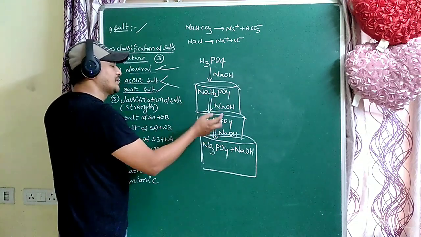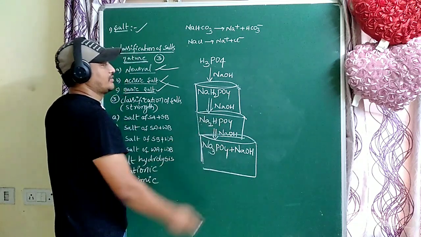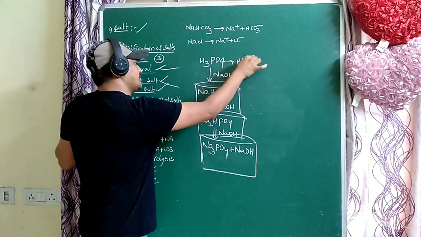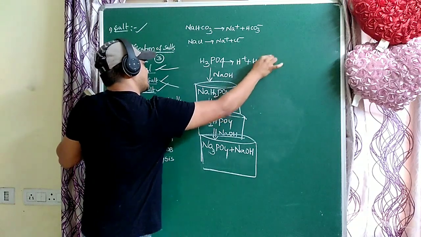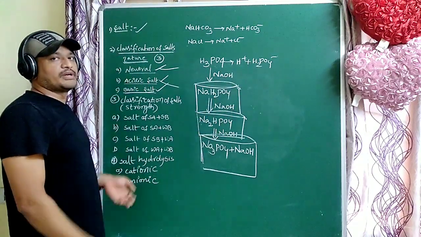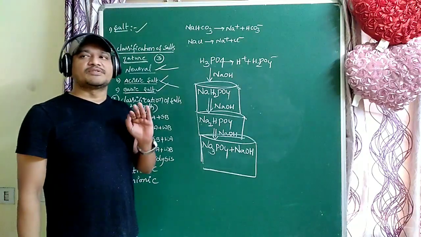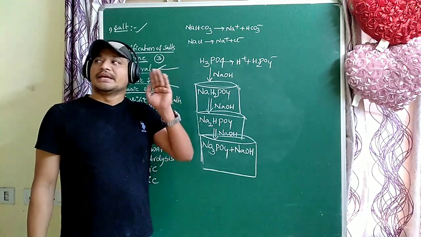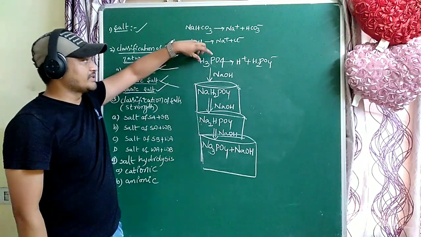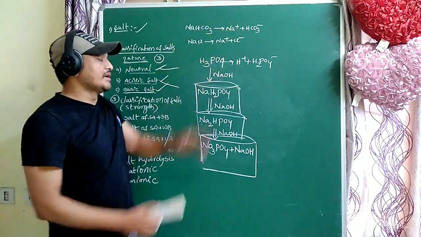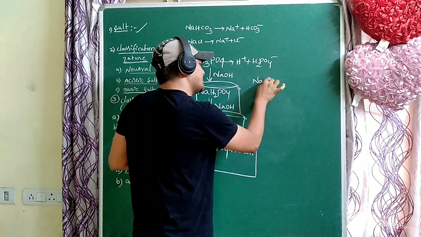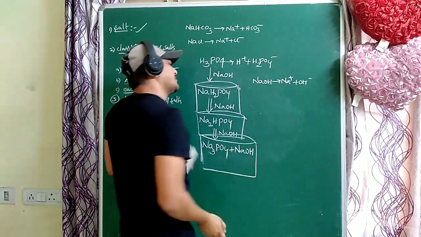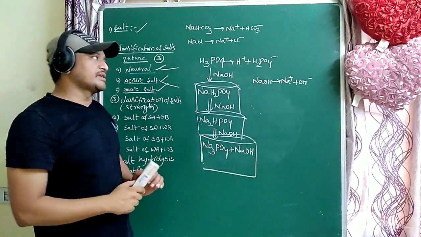This is the normal salt or neutral salt. This is the acid. In the first ionization, it easily gives H plus ions, so this is not a salt. How is it identified? If the first ionization gives H plus, that is the acid. If the second ionization gives H plus, that is the acidic salt. If the first ionization releases OH minus, that is the base. If the first ionization does not give any H plus or OH minus, that is the salt.